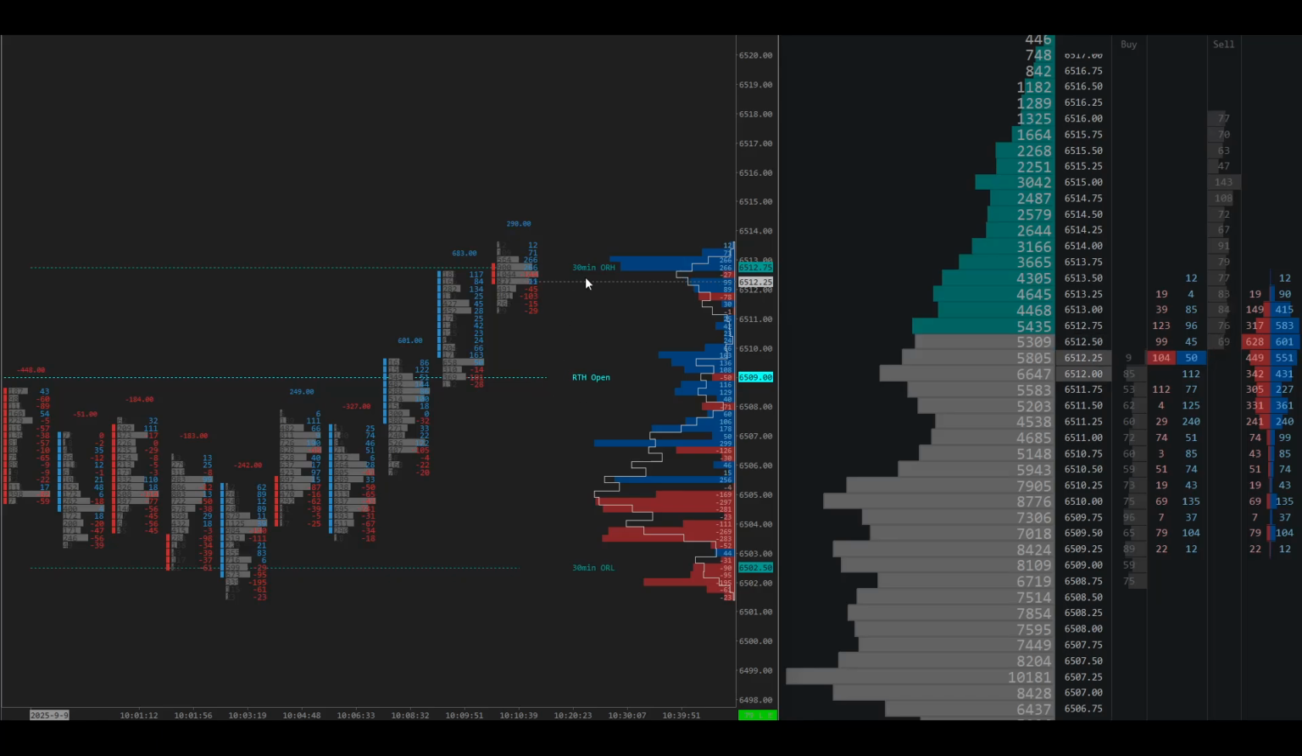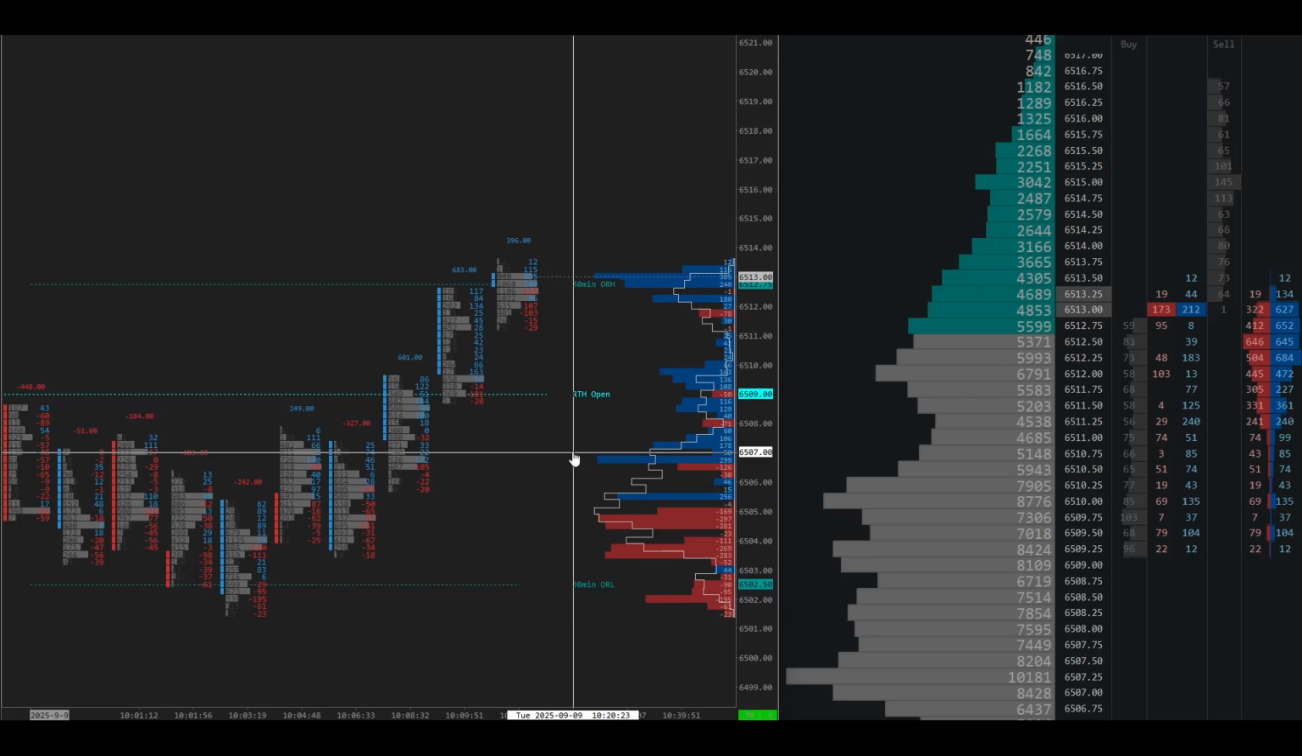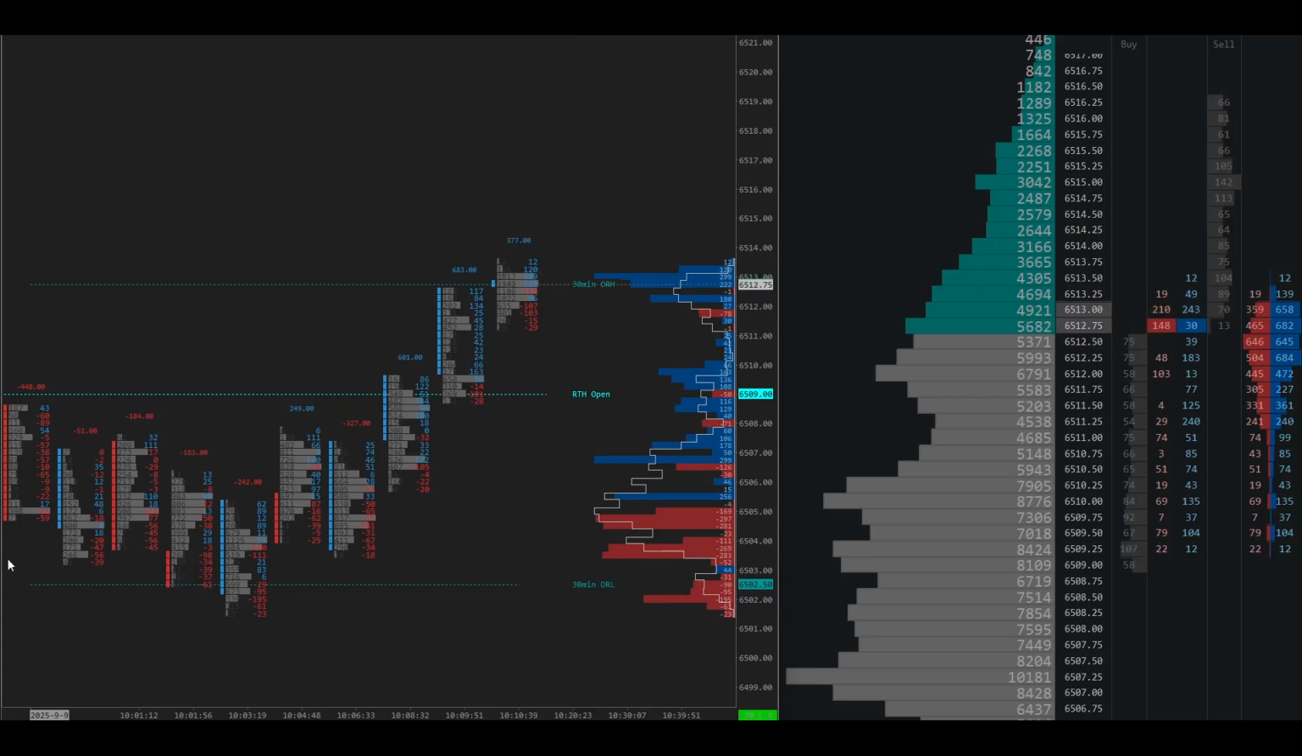I got RTH open, 30-minute opening range high, 30-minute opening range low. Got those marked. Those are some of the main levels that I like to be aware of, especially since I trade the first 1 to 2 hours of the session. Let me pause it really quick.